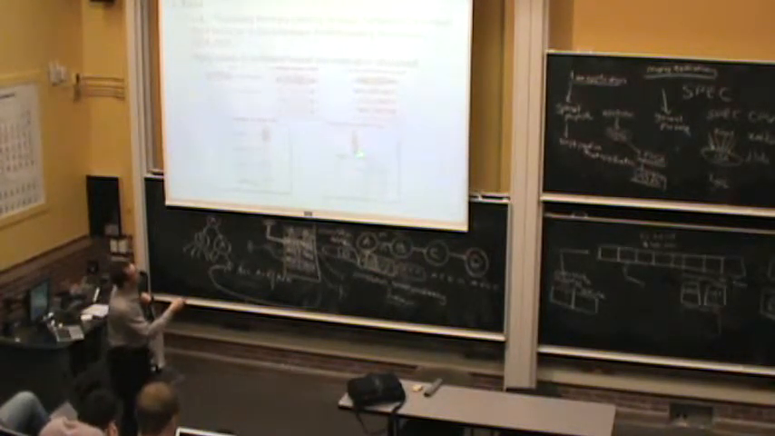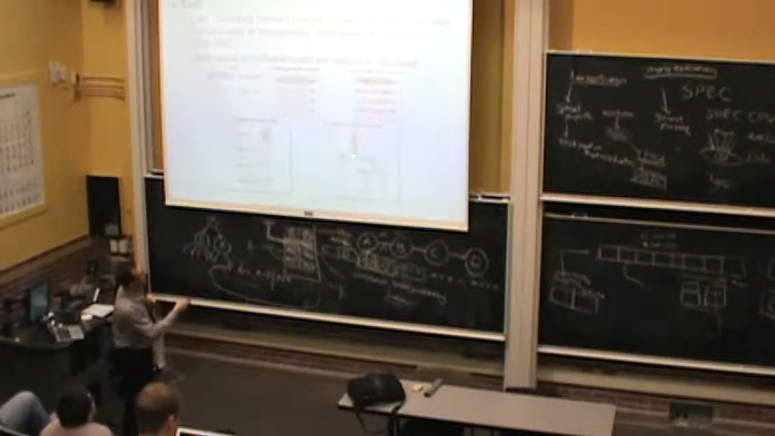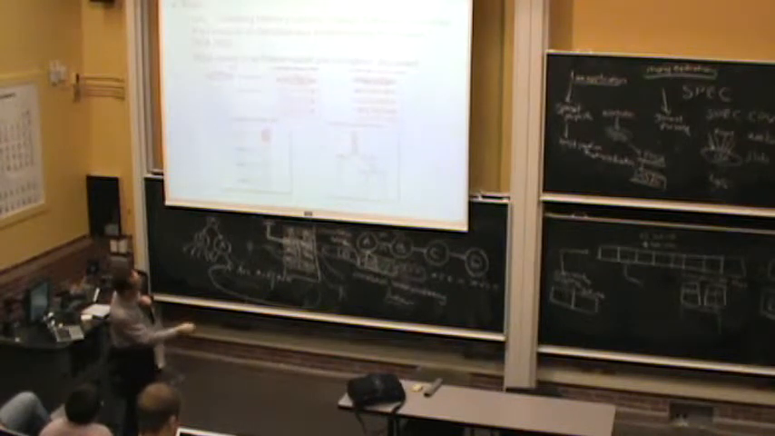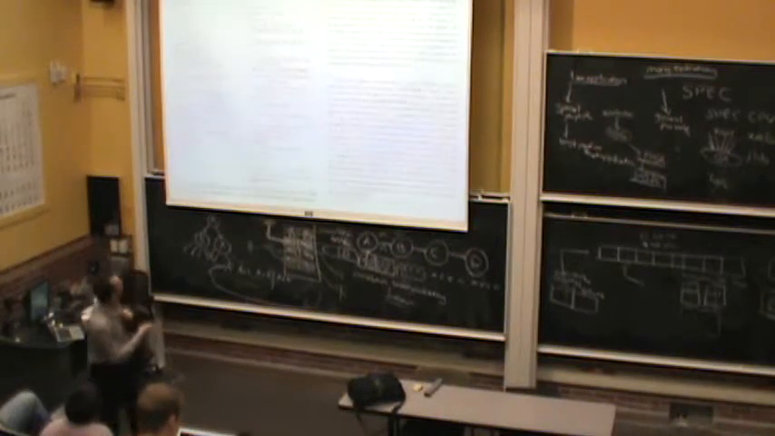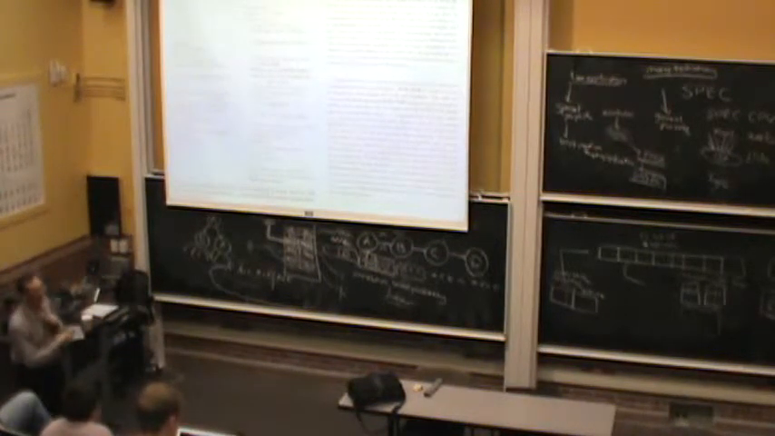Or you could spawn a thread on branches. Let's say this is your program. You could spawn a thread that prefetches this side of the branch. And at some point you may get to it. Okay. Well, this is for you to read. But this is just an example.